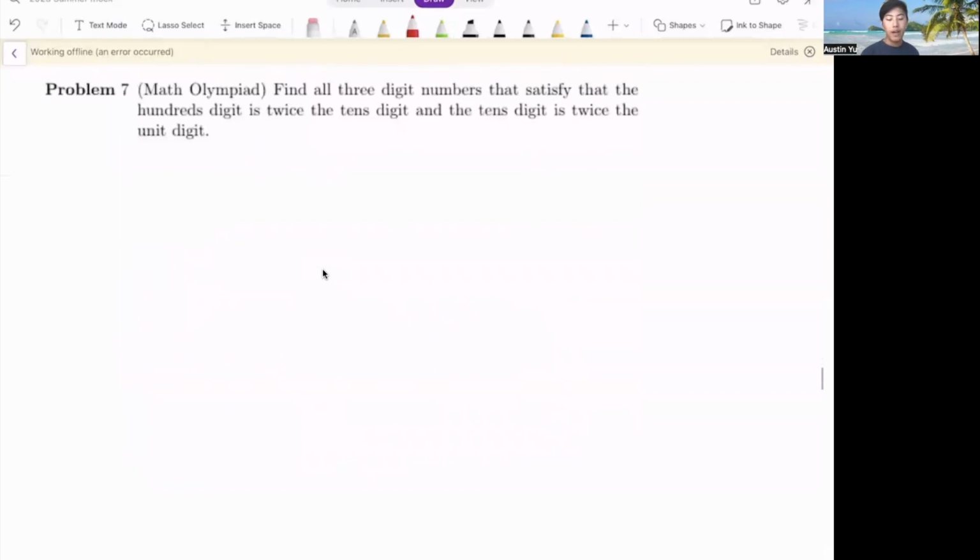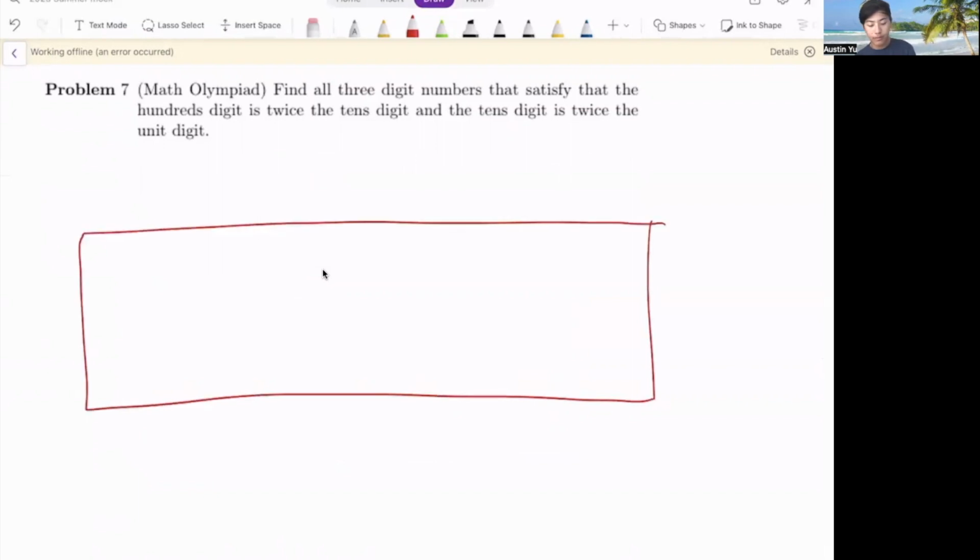Problem 7. Find all three-digit numbers that satisfy the hundreds digit is twice the tens digit and the tens digit is twice the unit digit. So let's write out the three-digit numbers. Let's write H for hundreds, tens for the tens digit, and unit for the unit digit. And we see that the tens digit is twice the unit digit. So let's make the unit digit just, for example, a star, okay? So this star represents the unit digit.